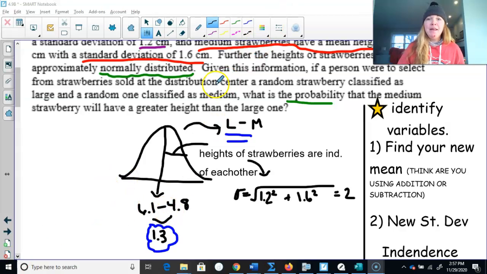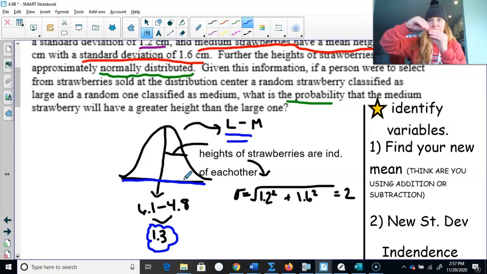Now, this is the part that requires a little more thought from some people. Remember, let's rewind. What is the probability that the medium strawberry will have a greater height than a large one? This is a number line right here. We're saying on average, a large strawberry will be 1.3 centimeters taller than a medium one. If I move to the right of this graph, that large strawberry is getting taller and taller. The difference between the two is getting greater, right?